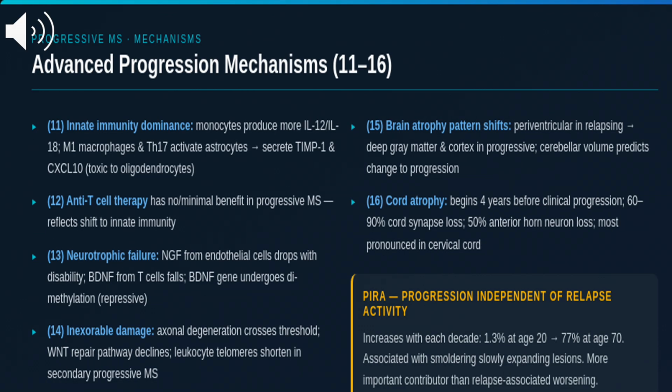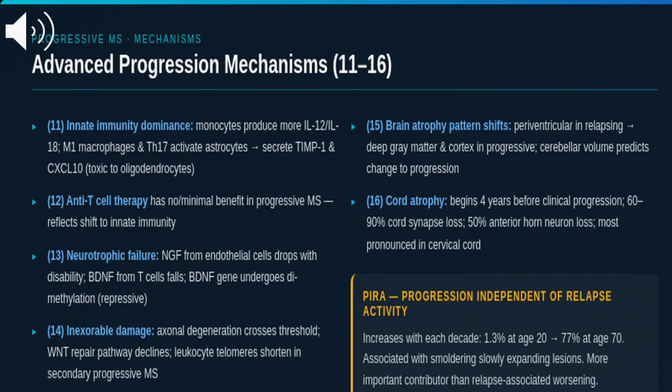Continuing our enumeration of progression mechanisms, mechanisms 11 through 16 reveal the full biological depth of this transition. Monocytes and microglia show excessive pro-inflammatory innate immunity in progressive MS, producing 5 to 10 times more IL-12 and IL-18 and more IL-23. These interleukins induce IFN gamma production and allow dendritic cells to activate pro-inflammatory Th1 cells. Meanwhile, pro-inflammatory M1 macrophages and Th1 and Th17 cells activate astrocytes to secrete TIMP1 and CXCL10, both toxic to oligodendrocytes. The protective molecules, IL-10, PGE, and BDNF, simultaneously decrease.